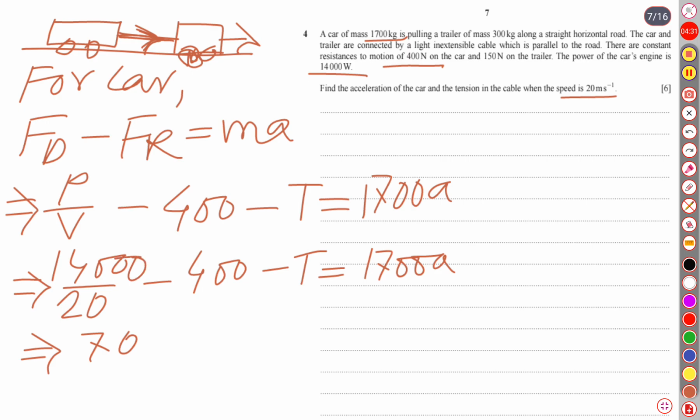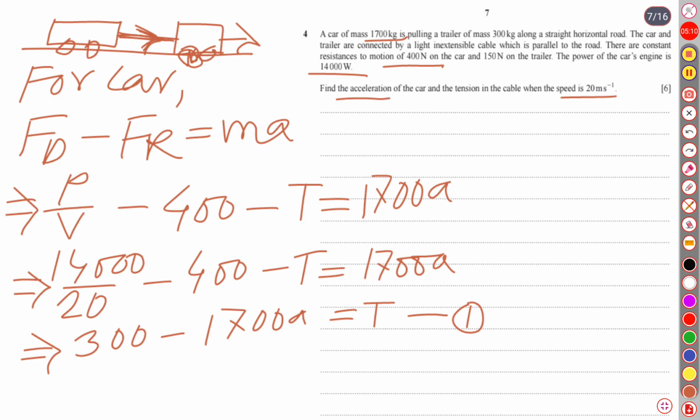If we divide 14,000 by 20, it is going to be 700, minus 400. So 700 minus 400 is actually 300. 300 minus 1700 A is equal to T. We may leave this as equation number 1. So we have completed one equation, and we'll have to form simultaneous equations because there are two quantities missing.